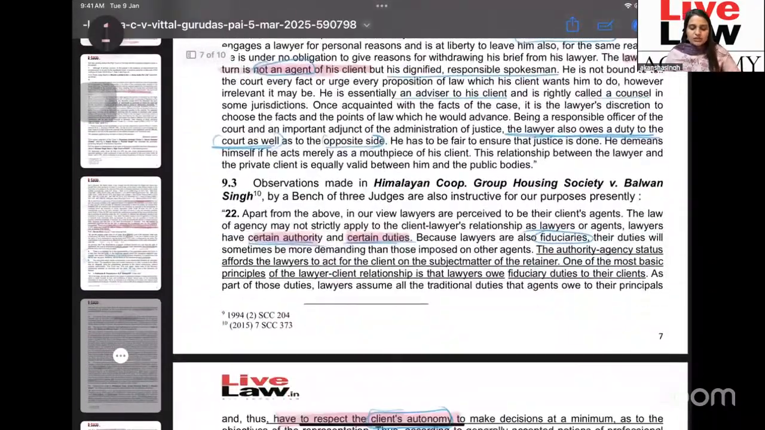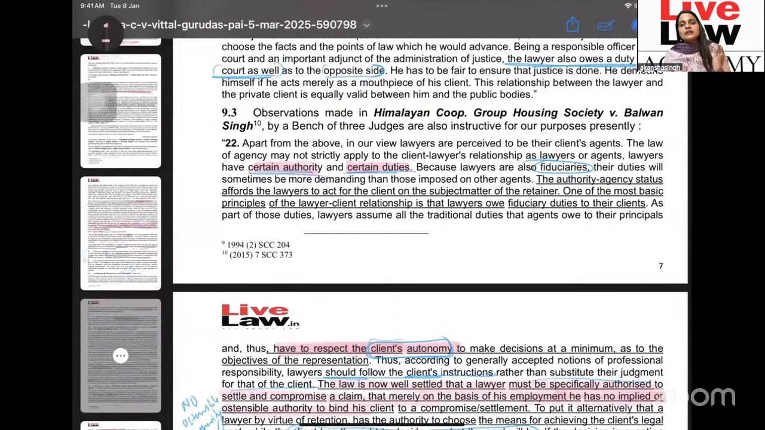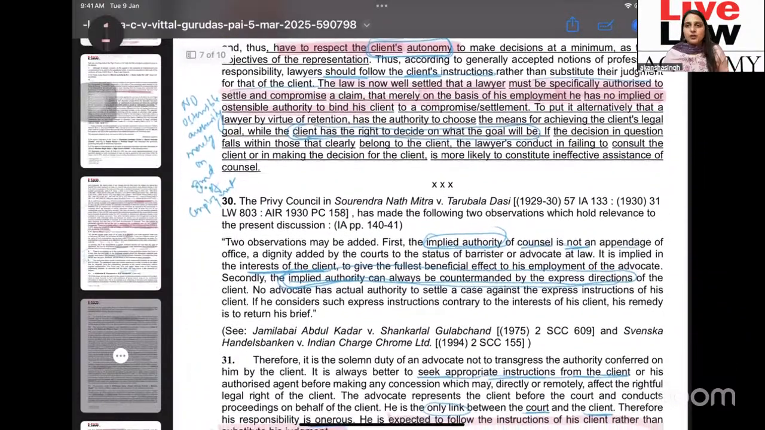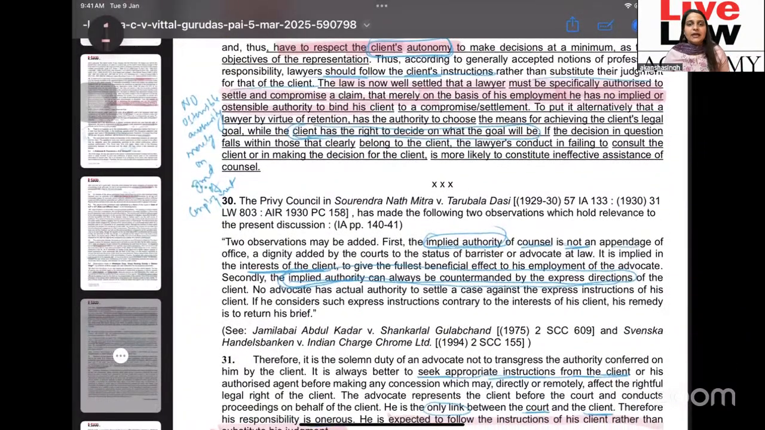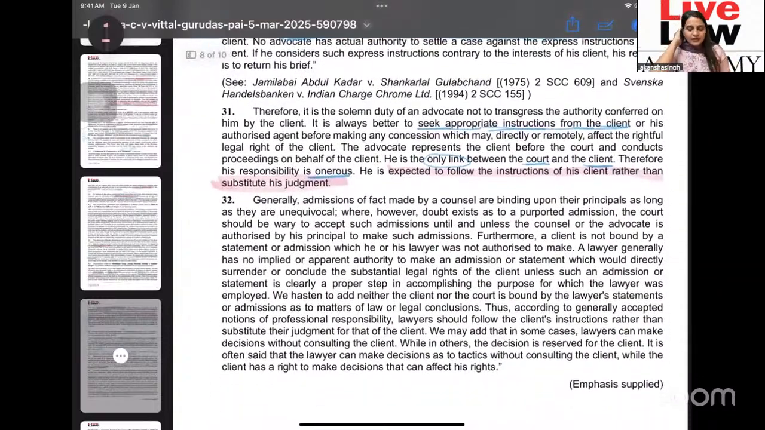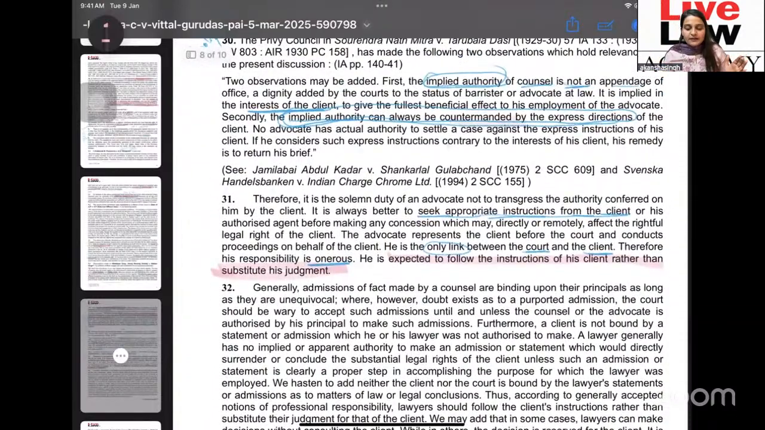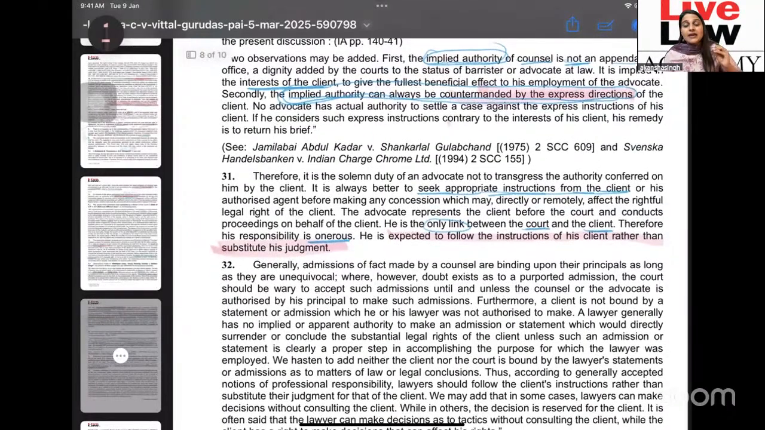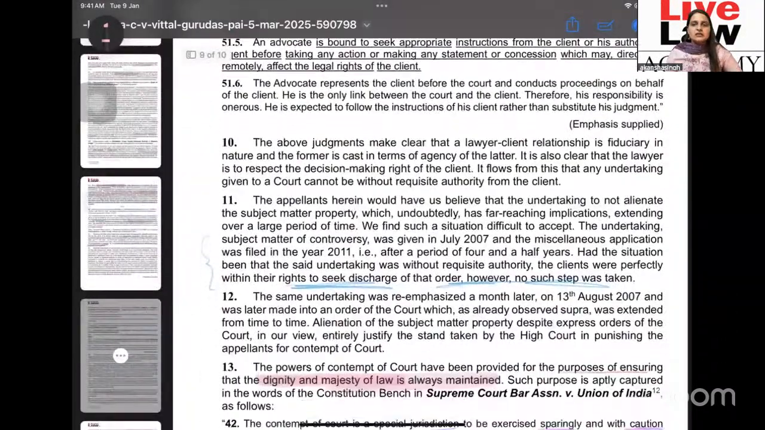Okay, then speaking about this part, now it starts and talks about the relationship between advocates and the clients, and very clearly it has mentioned that there are certain authorities, there are certain duties that the advocate has, and these are fiduciary duties, and the client's autonomy we always have to respect, okay. Even if there is implied authority, implied authority cannot be countermanded by the express direction. Okay, so on the basis of implied authority you will not do anything which goes against the express discussion done between the client and the advocate.